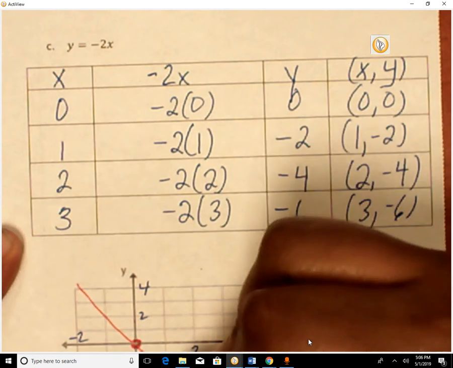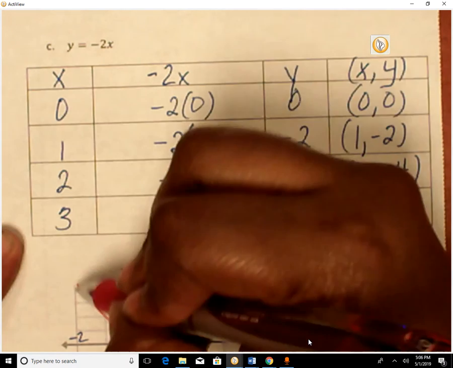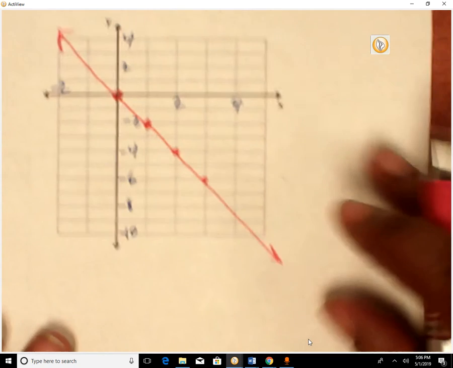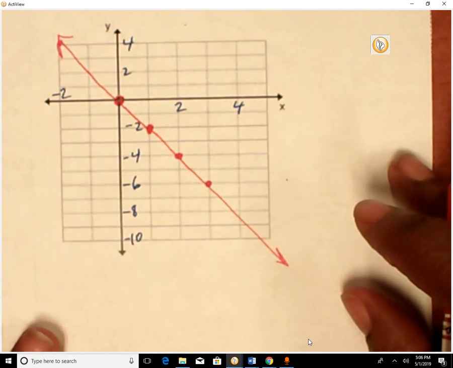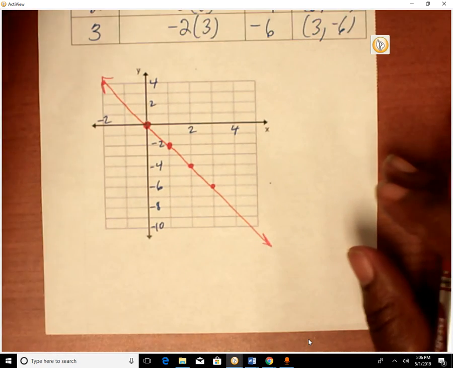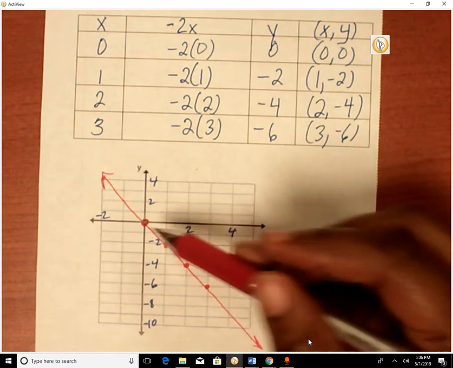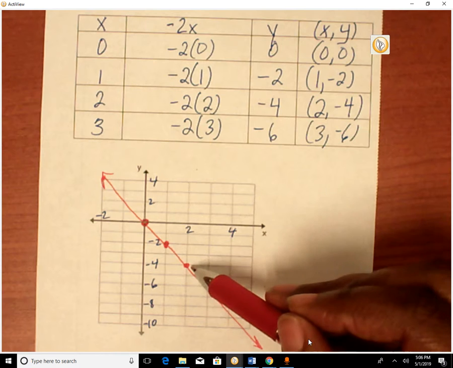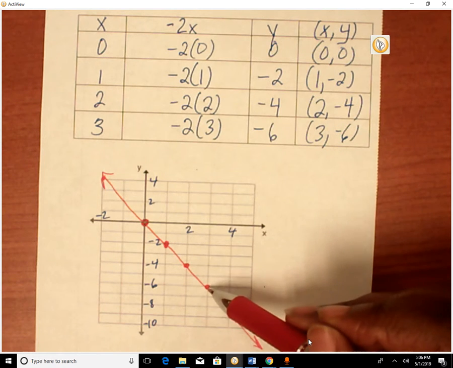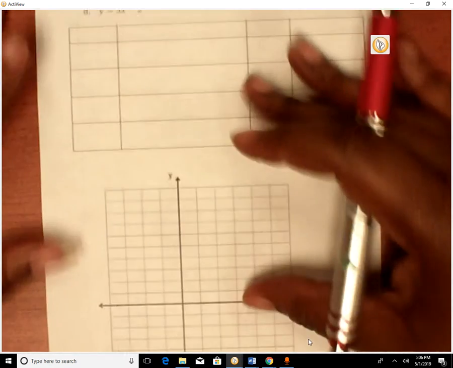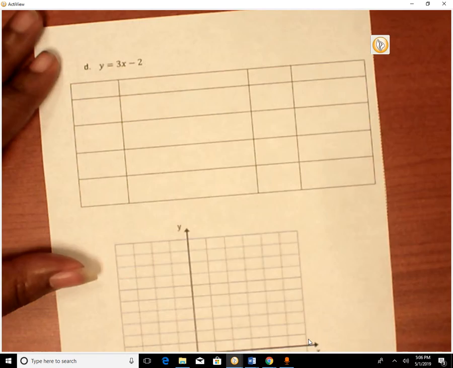My line might be a little crooked, so excuse me. I'm sorry, I couldn't even see. I plotted my points, I graphed it. Okay, 0, 0, 1, negative 2, 2, negative 4, 3, negative 6, and I drew my line. Okay, let's go to our last example of these because we're just graphing.